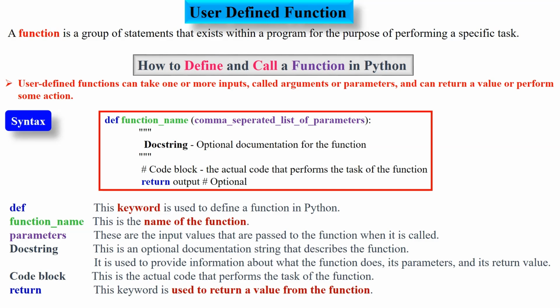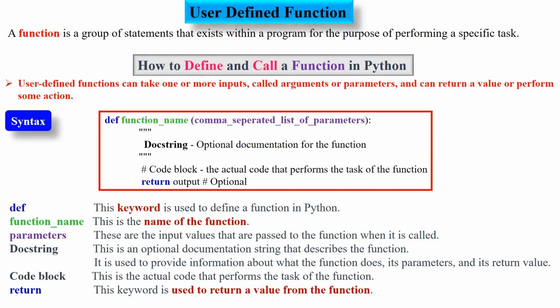User-defined functions can take one or more inputs, called arguments or parameters, and can return a value or perform some action. A user-defined Python function is created or defined by the def statement followed by the function name and parentheses as shown in the syntax. def function_name(comma_separated_list_of_parameters): docstring, code block, return. Here's a breakdown of each part of the def function syntax.